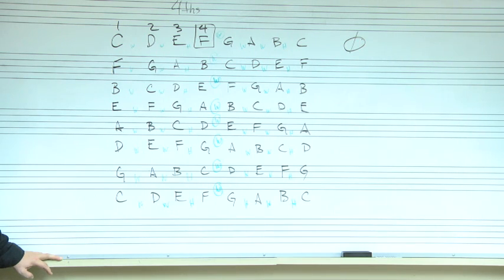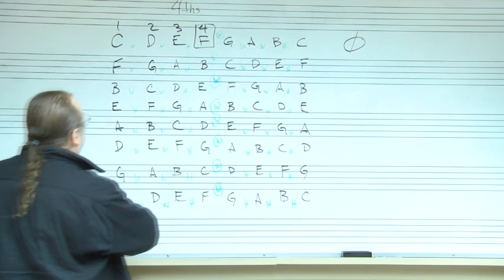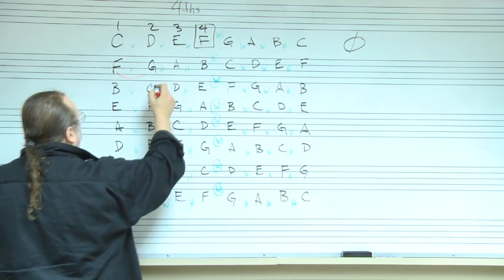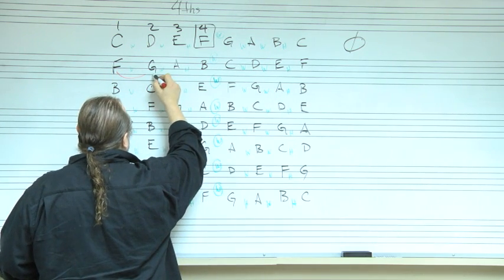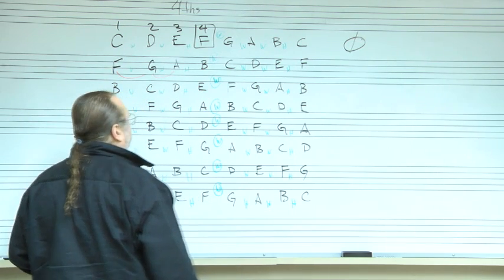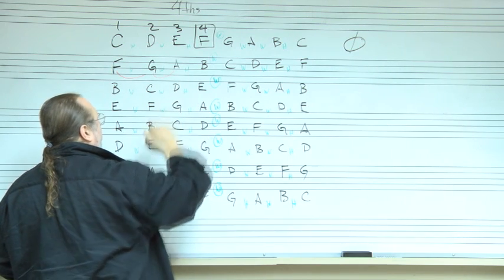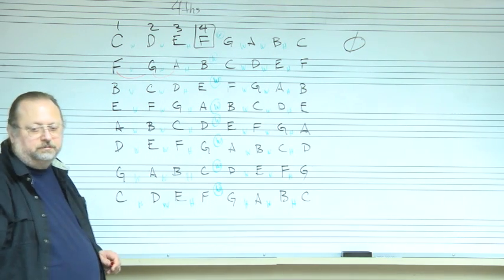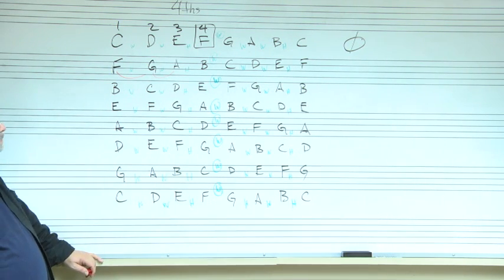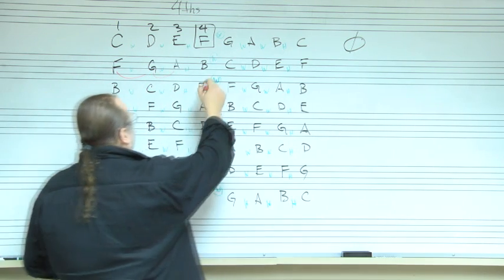F to G, is that a whole step? Yeah. Good, okay. So F to G is a whole step. G to A, is that a whole step? Yep. Now, the formula requires the next pair of notes to be a half step. But it's not. A to B is a whole step, so we gotta make that a half step. How do we do that? Well, if we put a flat on B, B flat.